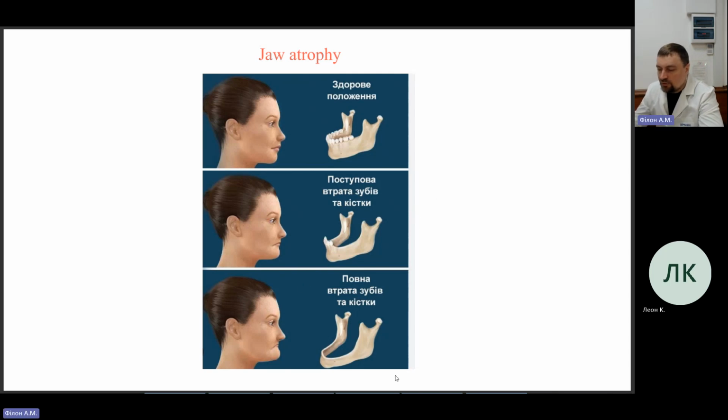And look at the third picture. Third one, it's loss of all the teeth of the lower jaw and total atrophy. See what I said before? No teeth, no loading on the area, no pressure on that area, no blood circulation in that area, no bone. No teeth, no bone. It's working like that.